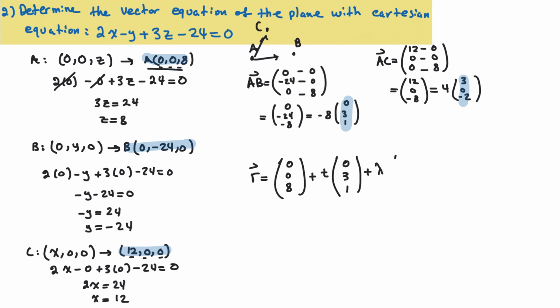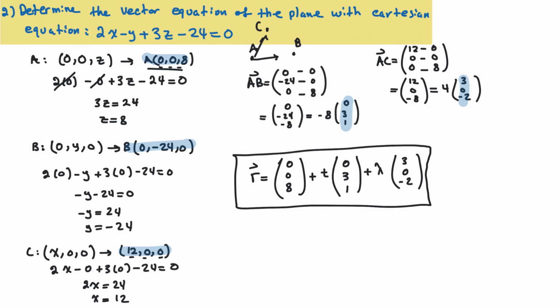Finally, our last one is going to be another parameter multiplied by the other direction vector, which is 3, 0, and negative 2. And that is our final solution for this question.